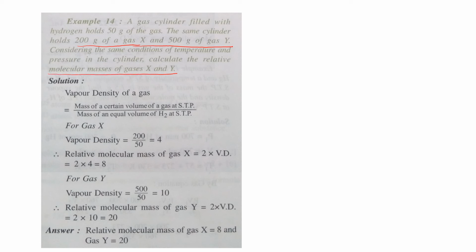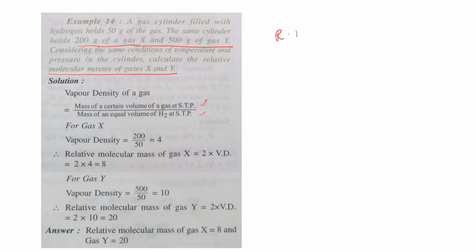So what is given? Once again I am reading. A gas cylinder filled with hydrogen holds 50 gram of the gas. So the vapor density of the gas, first you find out that. Mass of a certain volume of a gas at STP divided by mass of an equal volume of H2 at STP, that you all know. This is the formula for relative density.